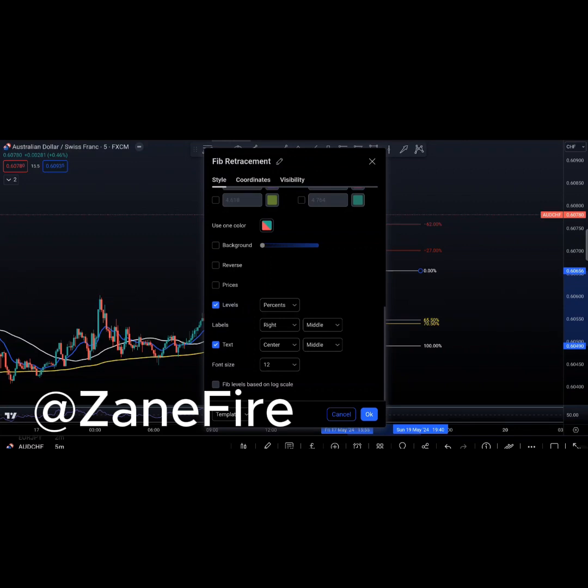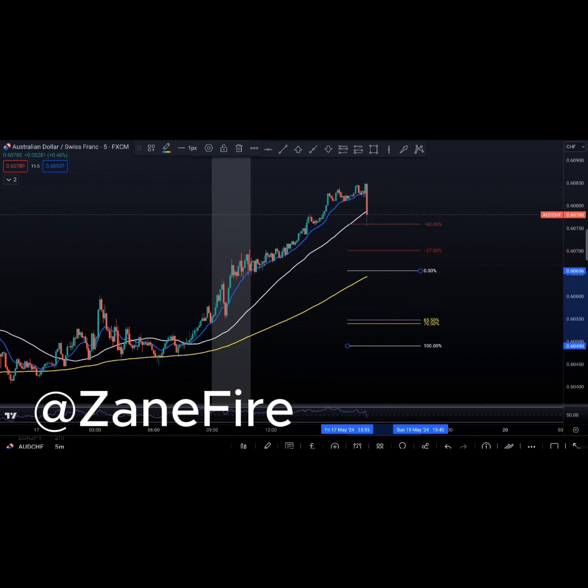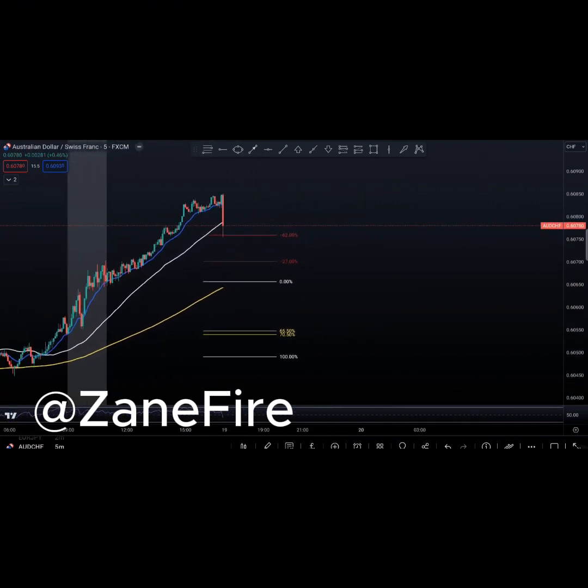So the reason I have a lot of these unchecked is because it just looks messy. It's a lot of background noise when you first pull up the Fibonacci. All the levels I believe are there as well, and you don't need all that. So if you want yours to look as clean as possible, get rid of all that background noise and you can have it looking like this.